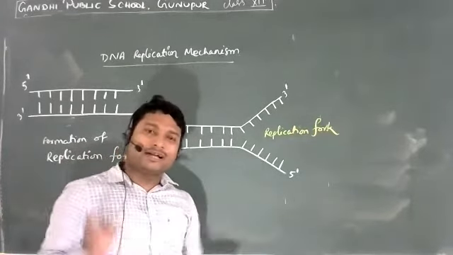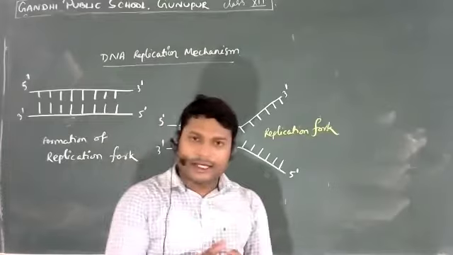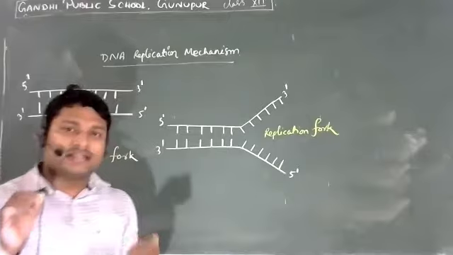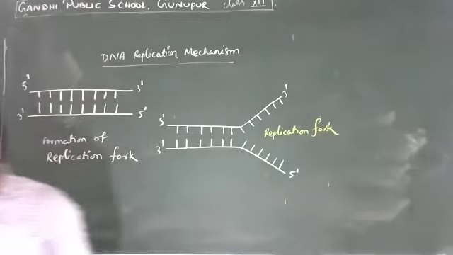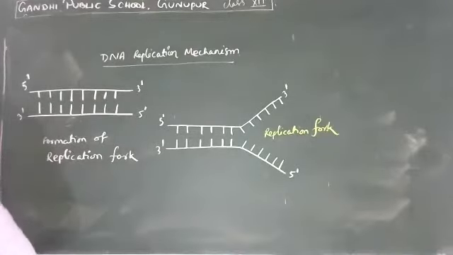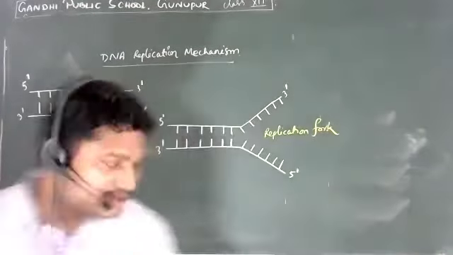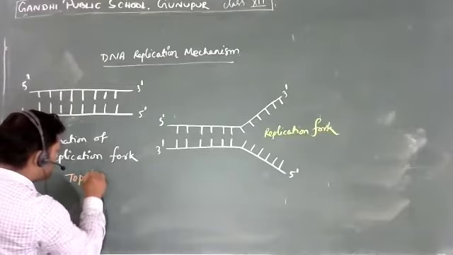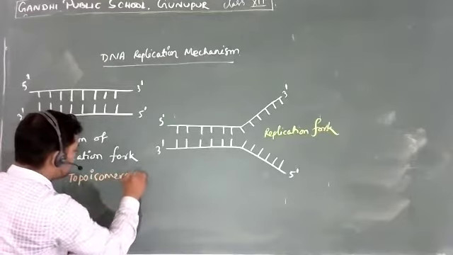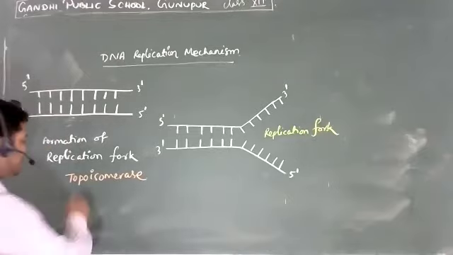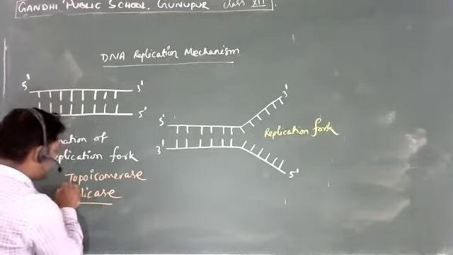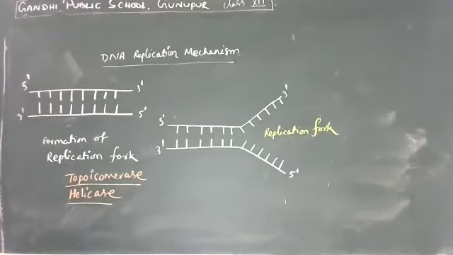We all know that there is coiling, actually supercoiling. Along with that, we also have the hydrogen bonds that hold everything together. So there are certain enzymes working on this entire process to help. The enzymes that are essential are two: topoisomerase, okay, and helicase. So these are the two major enzymes that help in this particular process.